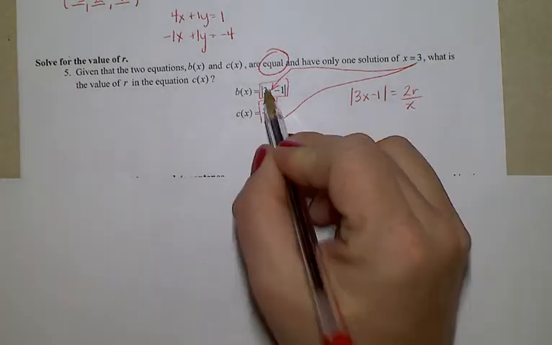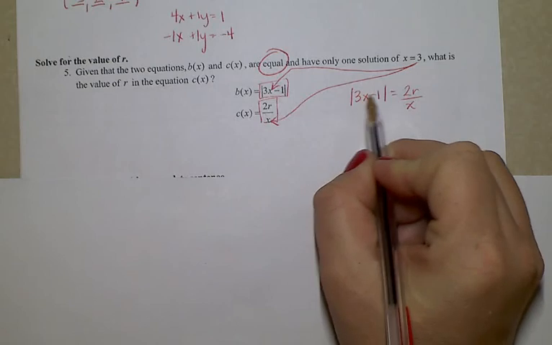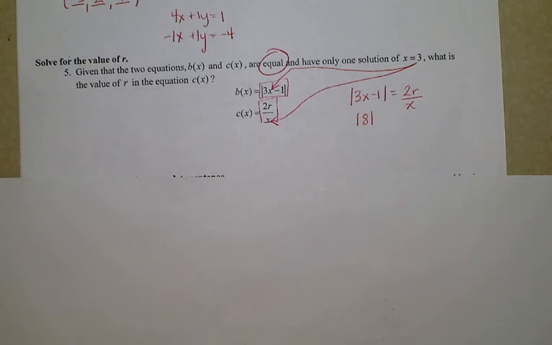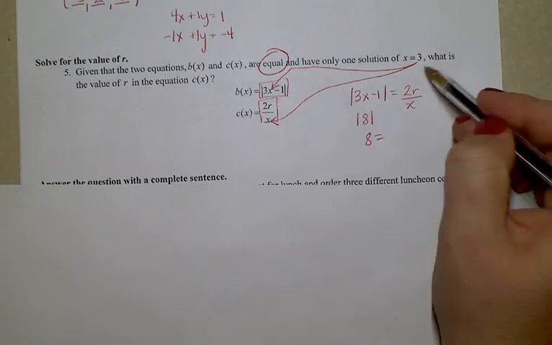That's the only solution. 3 times 3 is 9, and 9 minus 1 is 8. What is the absolute value of 8? And I will tell you that this is a common misconception. A lot of students, even coming into Algebra 3-4, say negative 8, because they think you always switch the sign. But absolute value means you make your final answer positive. So what if it's already positive? It just stays positive.